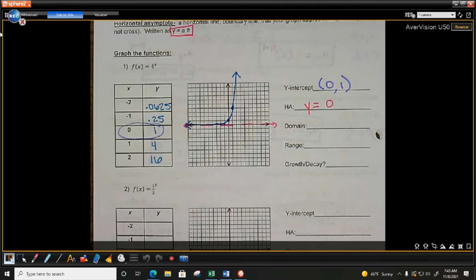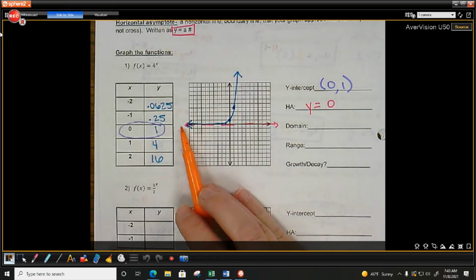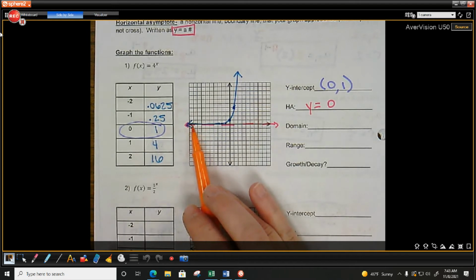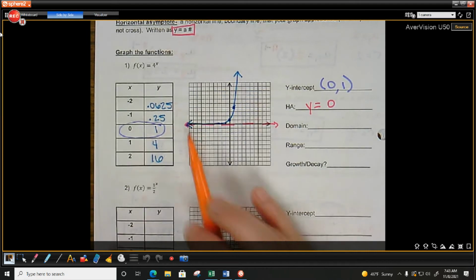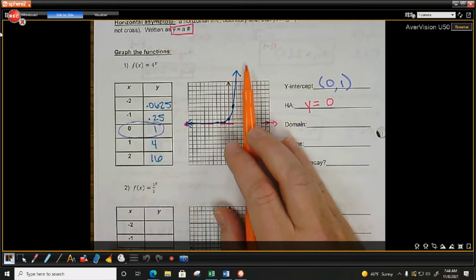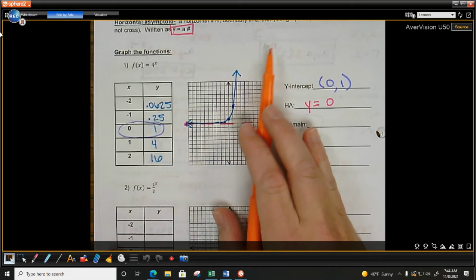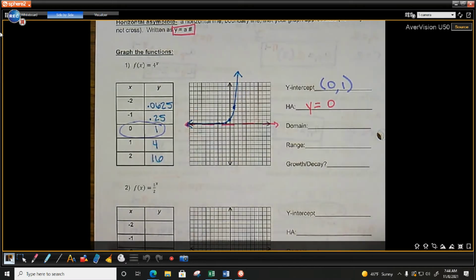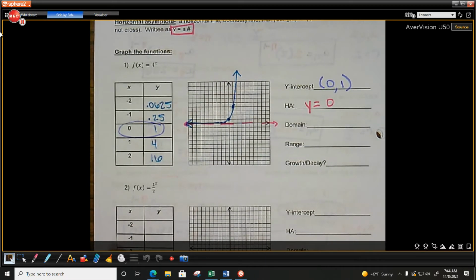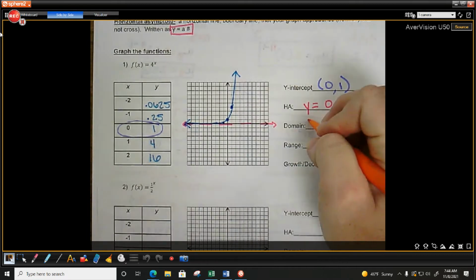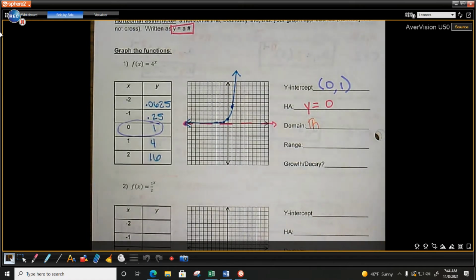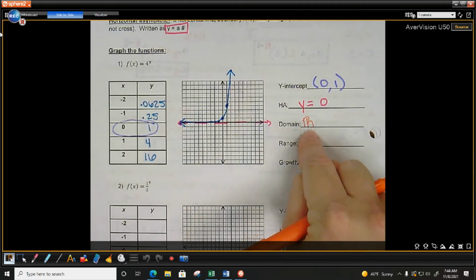Okay, what is my domain? Remember, domain is your what variable? X. Is this ever stopping going to the left? It has an arrow over there, so what does that mean? Never stops. Here, it's going up, but it's also gradually going out to the right. So is it ever stopping going right? No. So is there any restriction on what your x value can be? No. So this is where we do that uppercase double-lined R. What does that mean again? All real numbers.